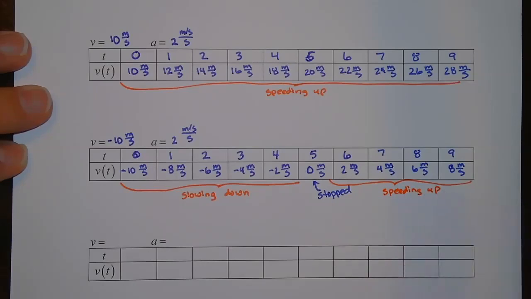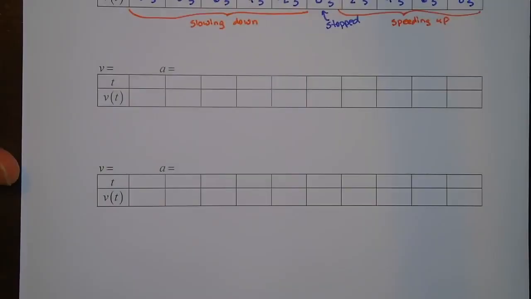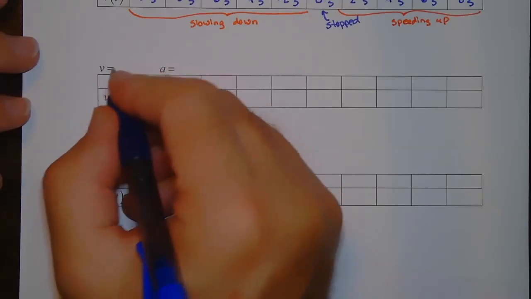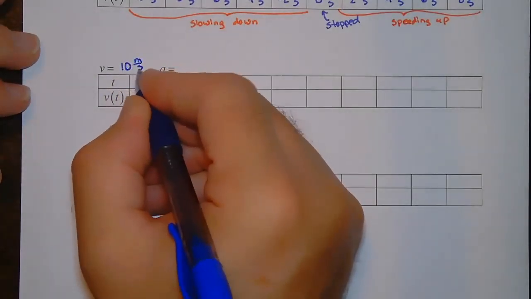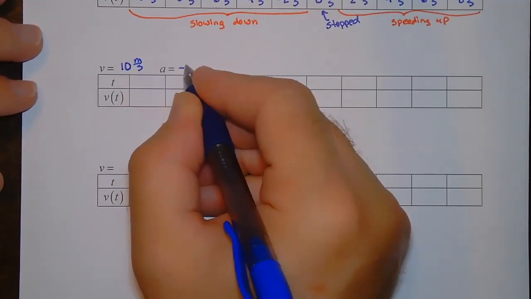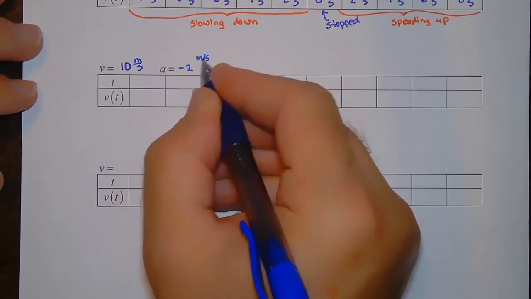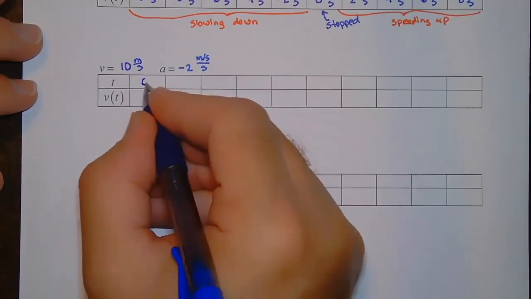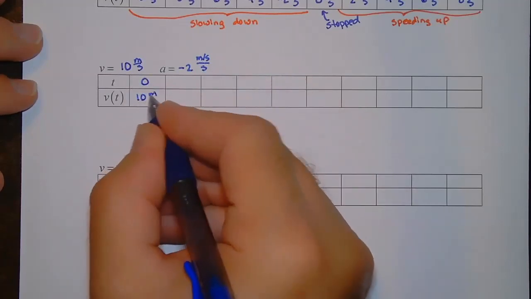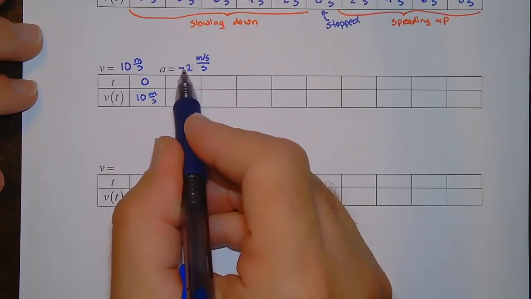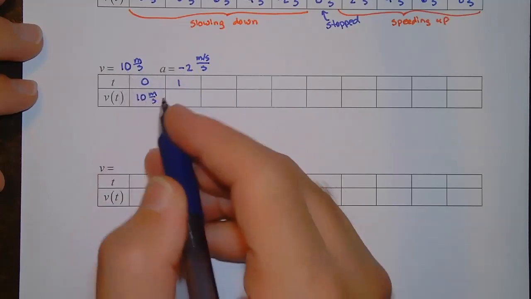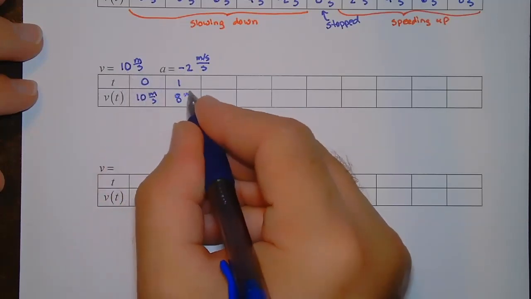All right, let's do the next 2. I'm going to slide it up. So now what I want to look at is what if we had a positive velocity, something like 10 meters per second, and a negative acceleration like negative 2 meters per second per second. So at time 0, we'd be at 10 meters per second. 1 second later, because the acceleration is negative, we're going to be removing 2 from the 10. So that would make 8 meters per second.